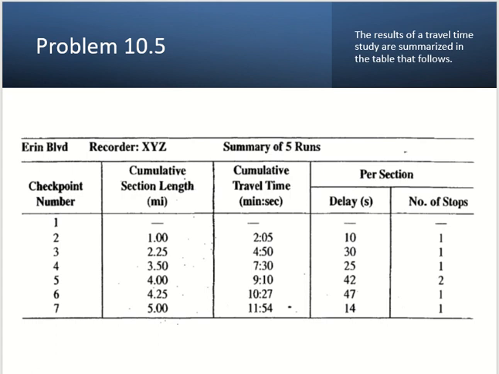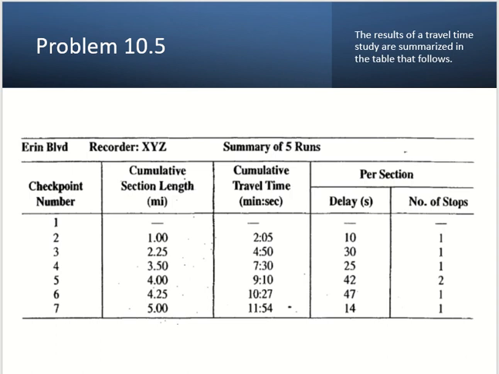This is another example where you see the travel time data, and like the previous examples, the highway is divided into a number of points. At each point they take the observation. So you can see we have 7 points. The length of the section is cumulative, so all of them are from which point? Which point is the start point? 1. Okay, 1 is the start point, so everything is from point 1.